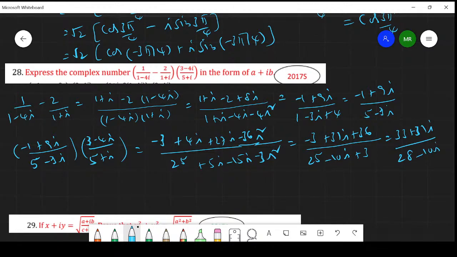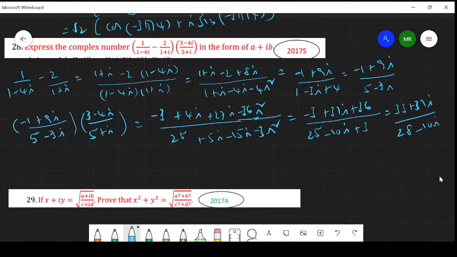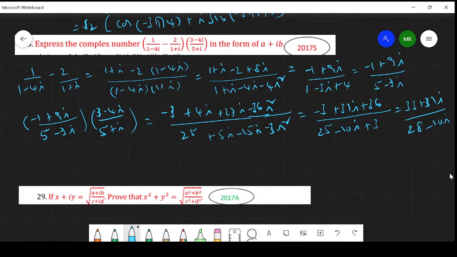But they are asking to express it in the form of a plus ib. They are asking in the form of a plus ib. Now I will simplify that in the form of a plus ib. 33 plus 31i by 28 minus 10i.